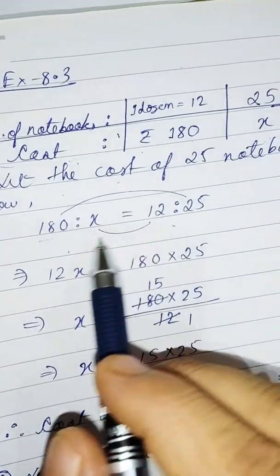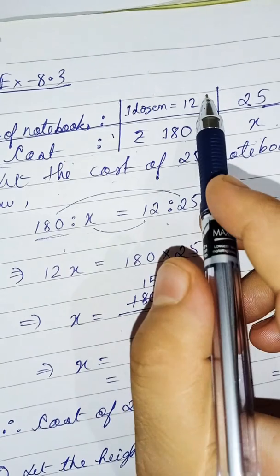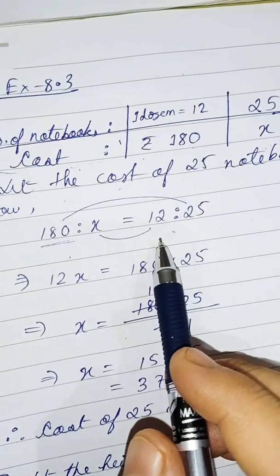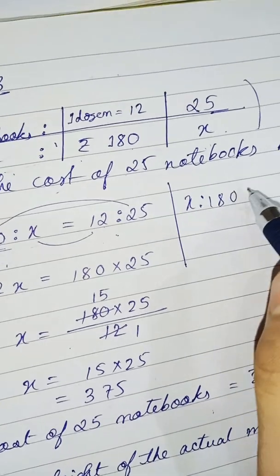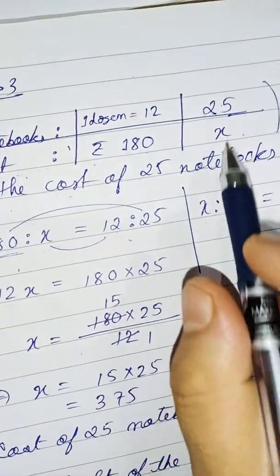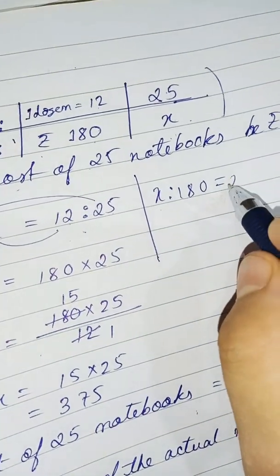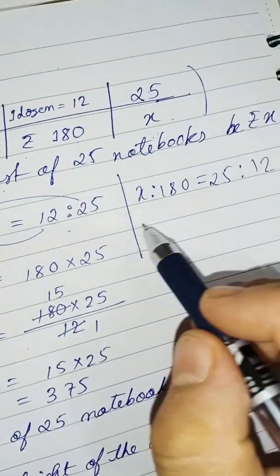Now be careful while writing this. If you have written 180 first, then this is the cost of 12 notebooks, so 12 notebooks will come first. If you want to write x is to 180, then you cannot write 12 is to 25, because x is the cost of 25 notebooks, so 25 will come first and then 12. So be careful about this.